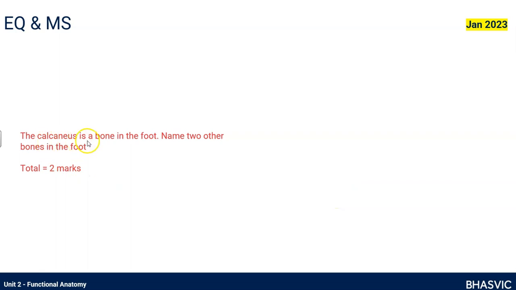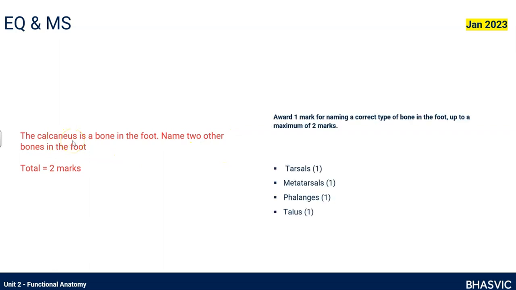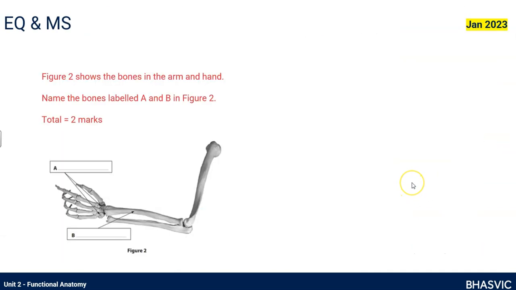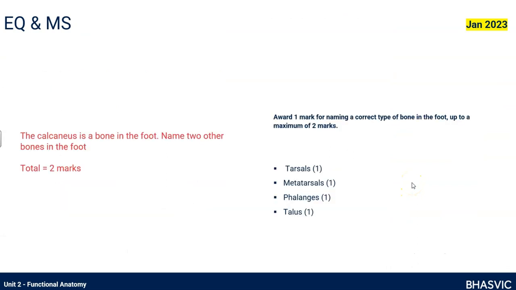Here's another example. The calcaneus is a bone in the foot. Name 2 other bones of the foot. So the calcaneus is actually your big heel bone. Let me just go back to the picture. This is your calcaneus. This is your big heel bone. Here, say you've got the tarsals, the metatarsals, the phalanges. The talus is another specific name of one of the tarsals. The calcaneus is one of the tarsals too. So it's given you quite a bit of freedom, and you had to answer 2 of those to get your 2 marks.